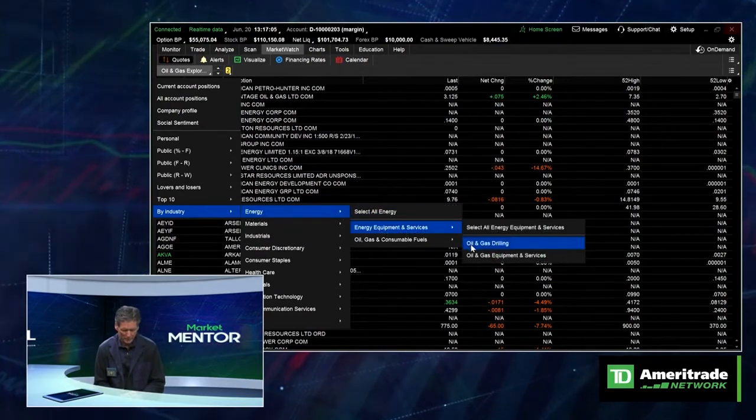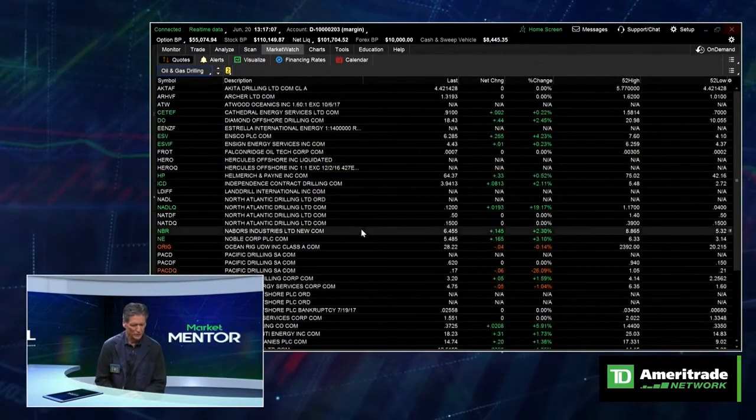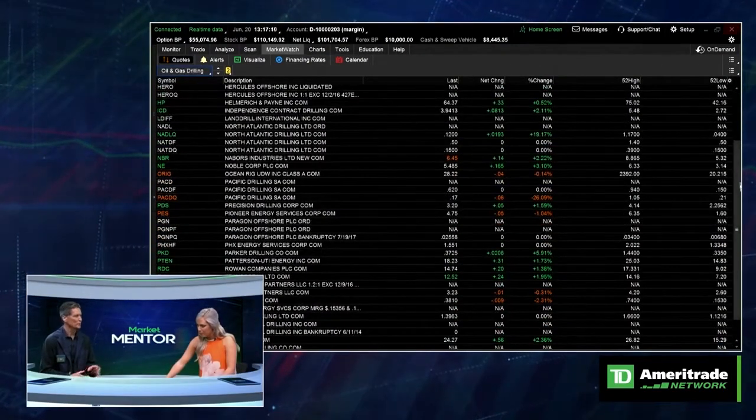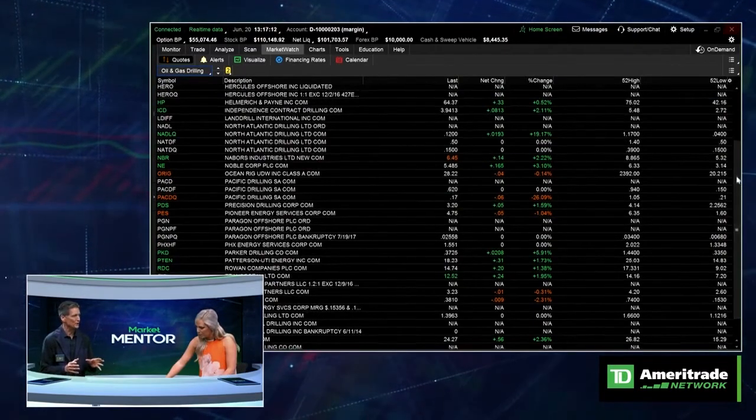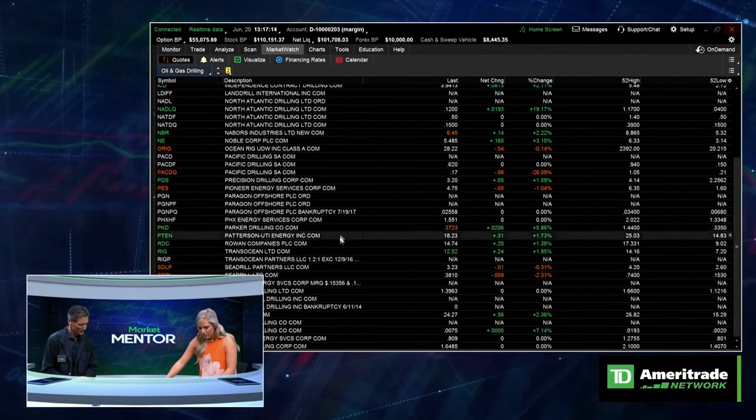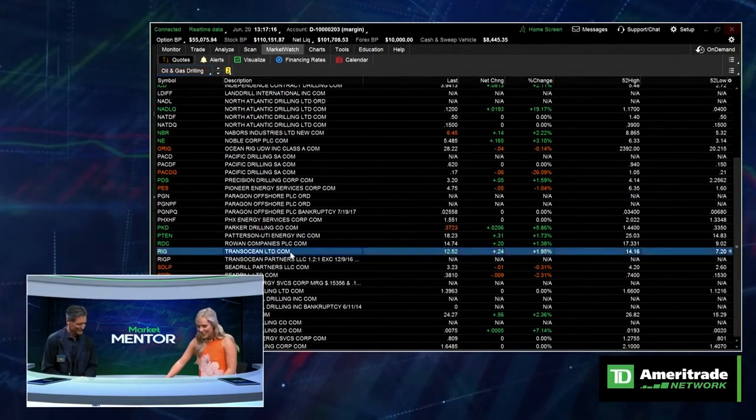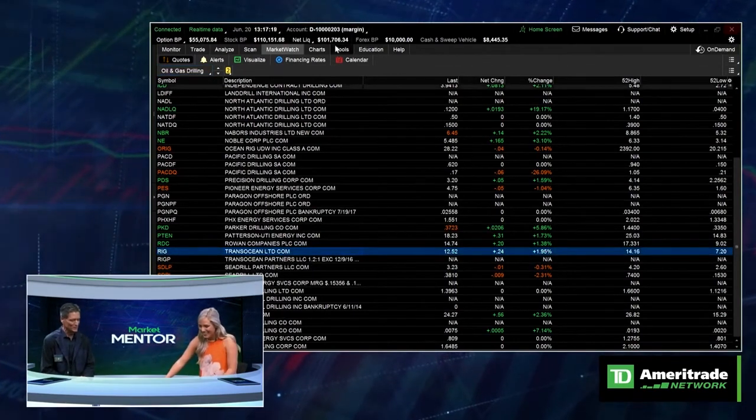So if we go here, there we go: oil, gas, and drilling. One company that pops to mind for me is Transocean, which is RIG. A lot of people refer to it as RIG. Let's see if we can find that one in here. This was a much shorter list. So there it is, much easier to find. Transocean. Yeah, this will be a smaller list.